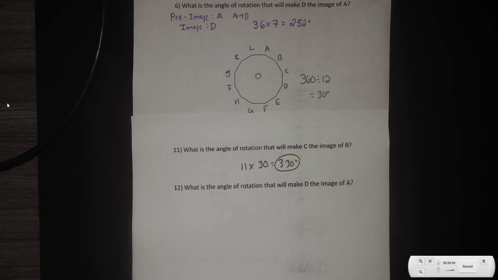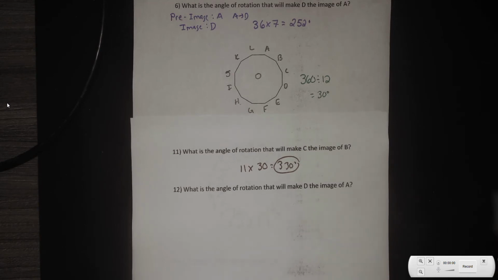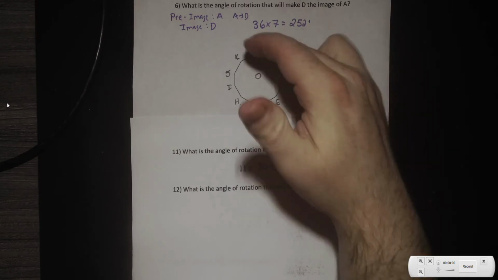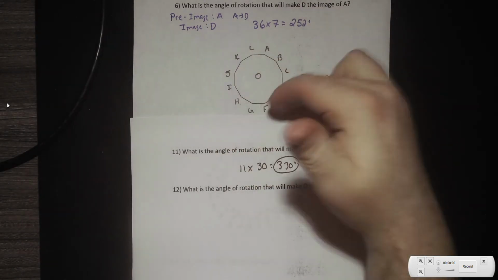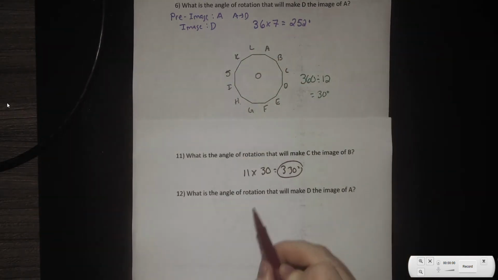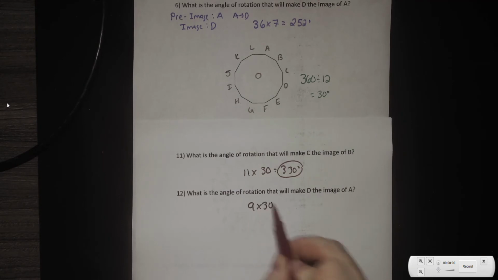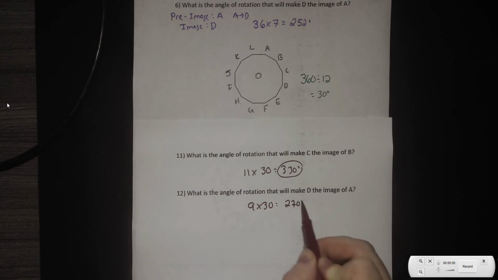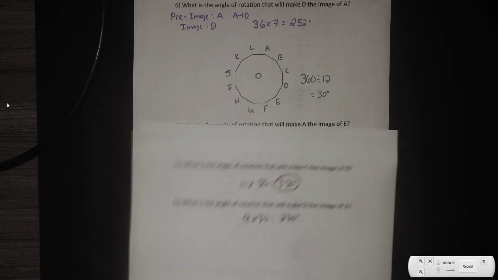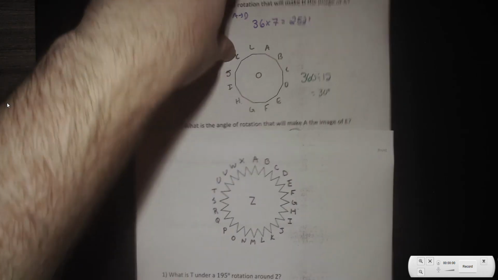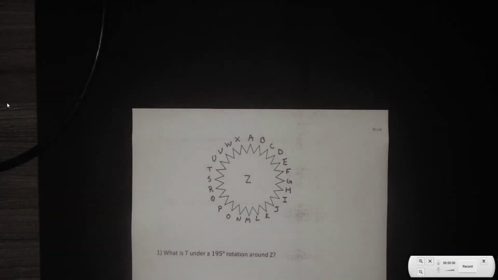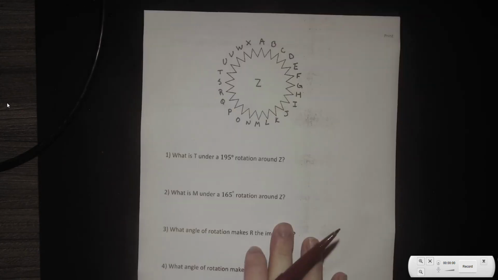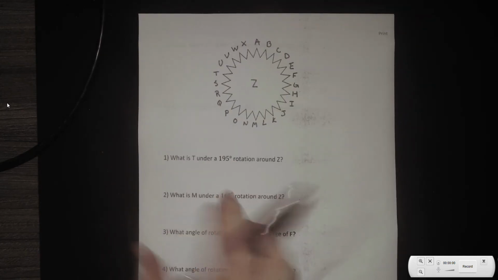And then what is the angle of rotation that makes D the image of A? Starting with A, going to D, 1, 2, 3, 4, 5, 6, 7, 8, 9. So 9 times 30 equals 270. Okay. And then I got one more here, a nice one. I wanted to do this one too because it's got 2 slightly different questions.